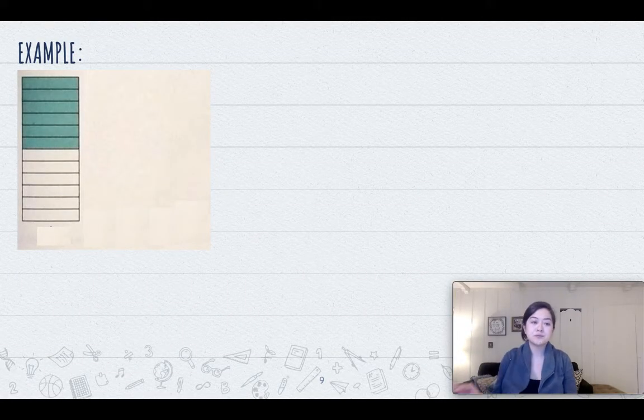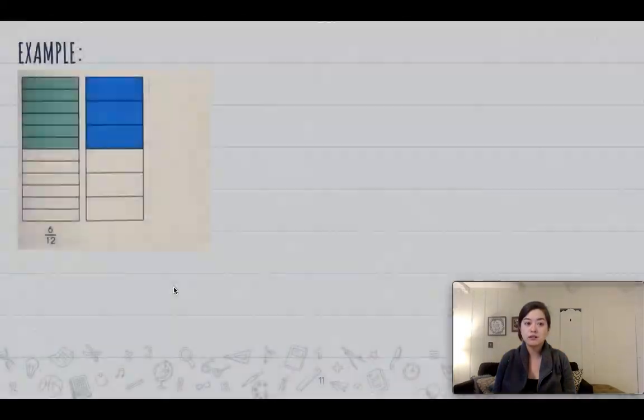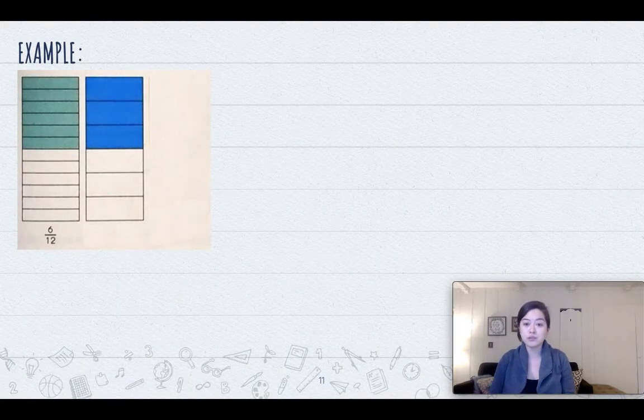Let's look at this example. What is the fraction of the shaded parts? It's 6/12. Why? Well, the total parts in here are 12, and I put that in the denominator. The total shaded parts are 6, so I put that in the numerator. Look at this image in blue. What part of that model is shaded blue?